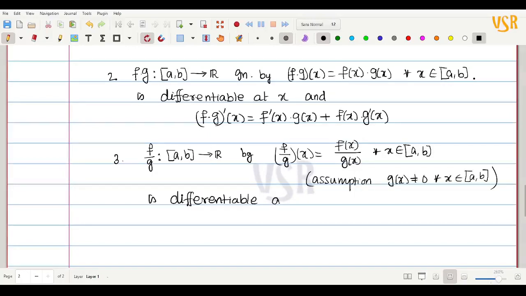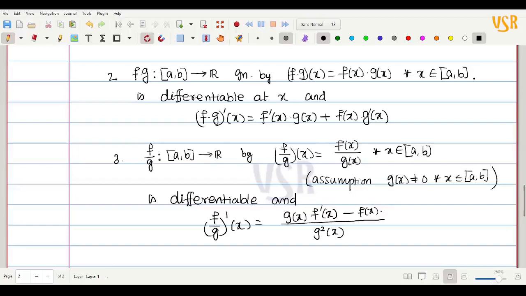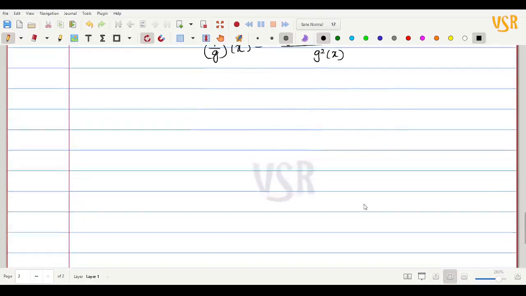and what is the derivative? (f divided by g) dash at the point x is equal to (g of x into f dash at x minus f of x into g dash at x) divided by g square at x. We would have learned this as a formula in earlier classes. So this is the theorem. These three are what I am going to prove. And let me recall one thing: what we mean by the derivative. Okay, so recall.